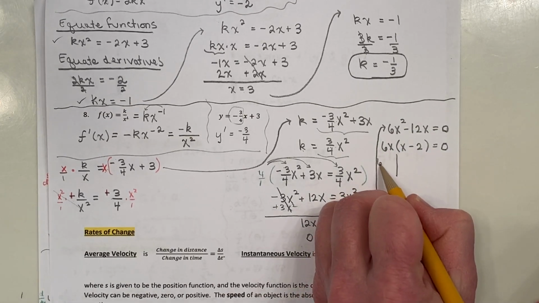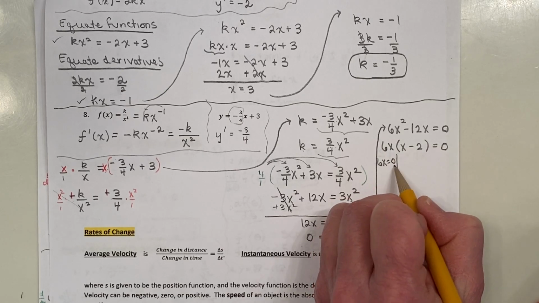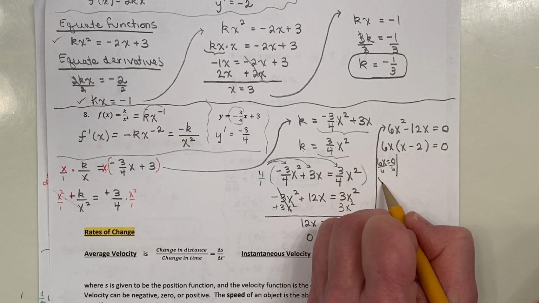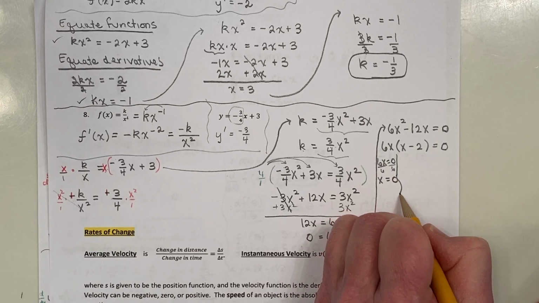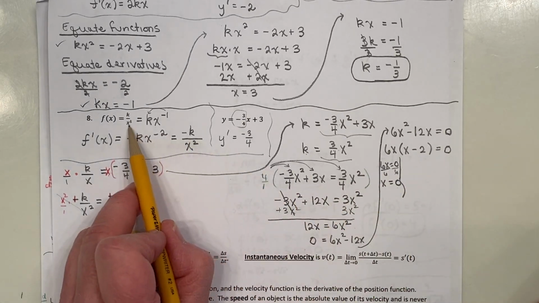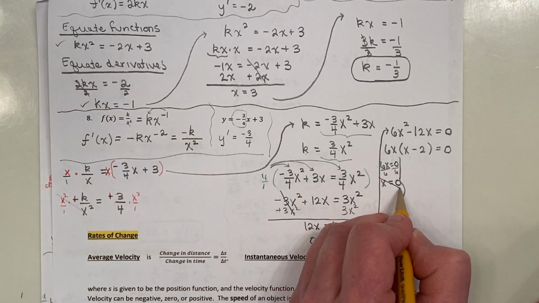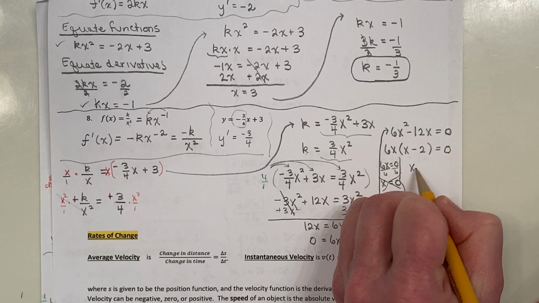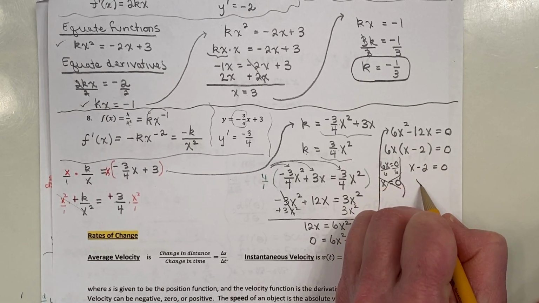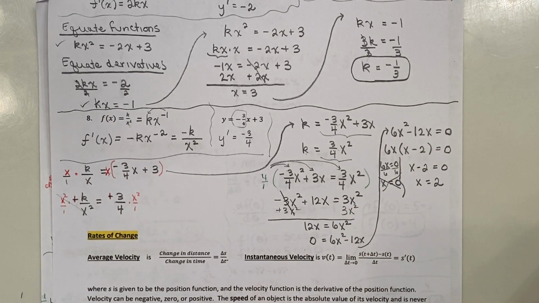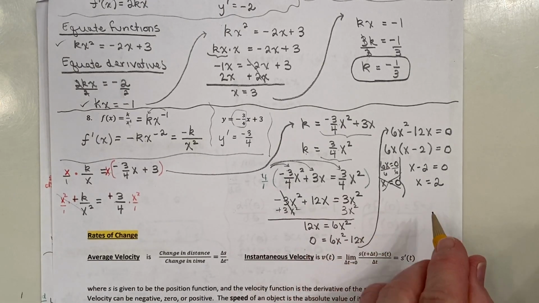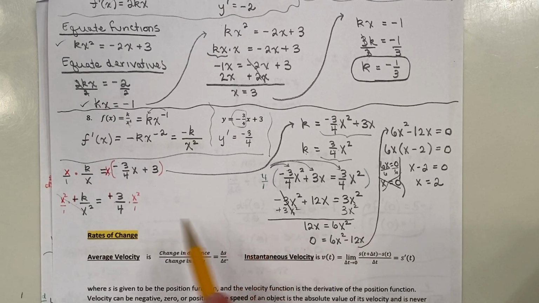So either 6x equals 0, divide by 6, divide by 6. So x equals 0, but that can't happen because when you go back up to the original equation, if 0 gets plugged in for x, you're dividing by 0. So this is what we call an extraneous solution. Or x minus 2 equals 0. Add the 2. All right, we're not done though. We need to solve for k, but that's okay.